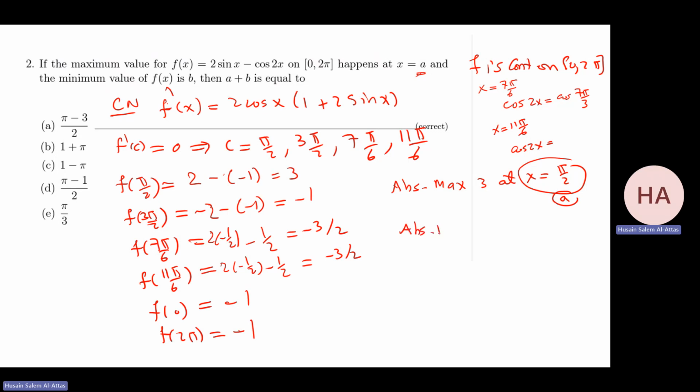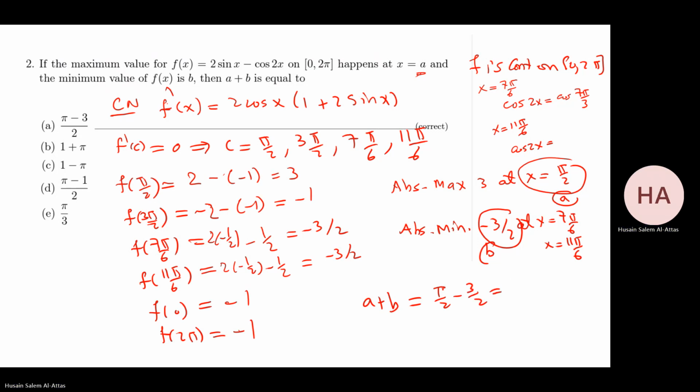Absolute minimum is minus 3 over 2 at x equals 7 pi over 6 or 11 pi over 6. So this is my B. You want A plus B, right? It will be pi over 2 minus 3 over 2, which is this.